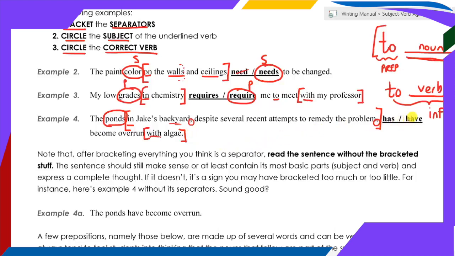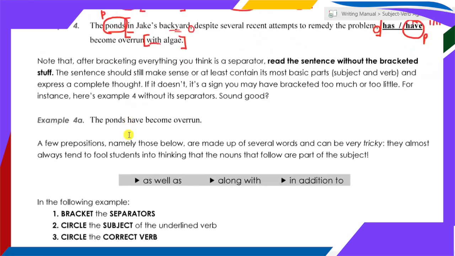We would say the ponds have become overrun. We have a plural subject. We need a plural verb. So that's examples 2, 3, and 4.